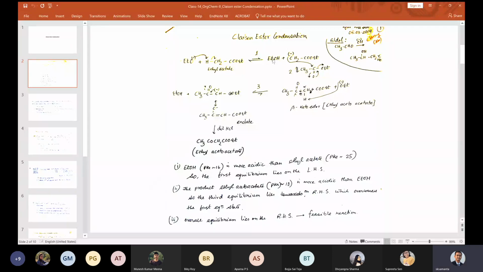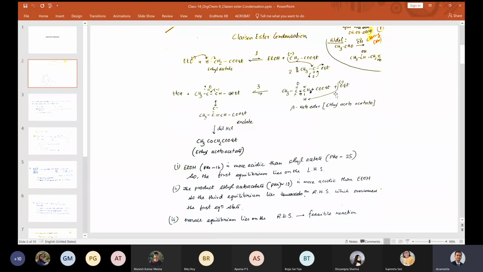Then it creates ethanol plus CH2 minus, this negative charge, plus COOEt. Now this negative charge attacks another molecule of this ethyl acetate. It attacks this carbon center, the bond comes back, and OEt minus goes out. So again you have OEt minus as a product.